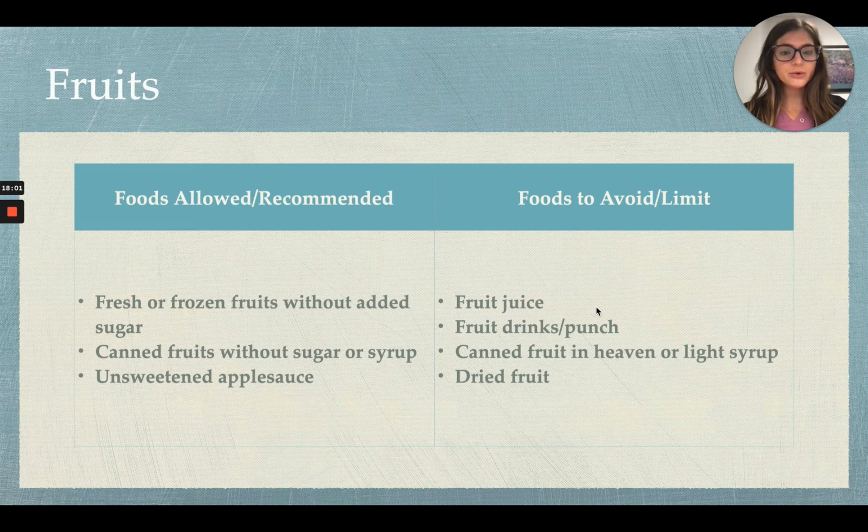We want to avoid or limit canned fruit, that is canned and in heavy or light syrup even, that is going to be again a source of concentrated sugar. And then dried fruit also typically is going to be avoided or limited, because when we dry the fruit actually becomes more concentrated. The sugars in the fruit becomes more concentrated compared to fresh fruit or frozen fruit that's not dried.